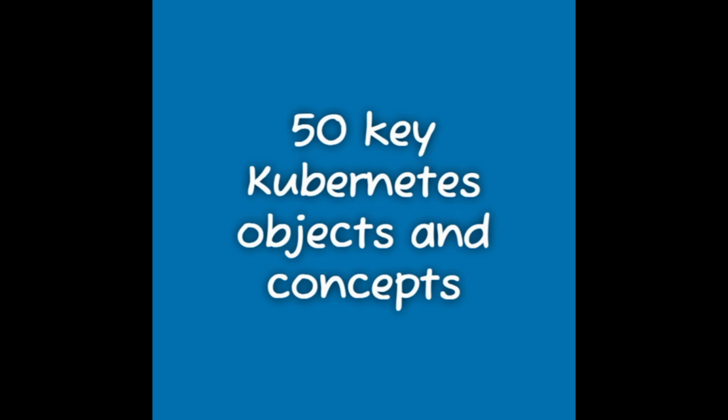Daemon set, ensures a copy of a pod runs on all, or some, nodes. Job, creates one or more pods to run a finite task to completion. Cron job, runs jobs on a scheduled time, like cron. Replication controller, legacy controller, similar to replica set.